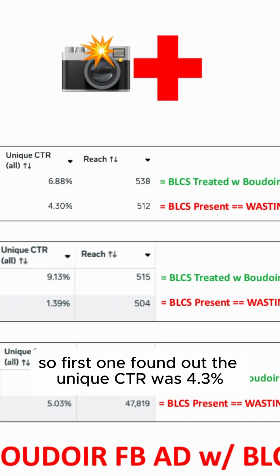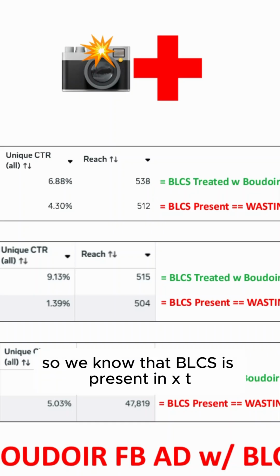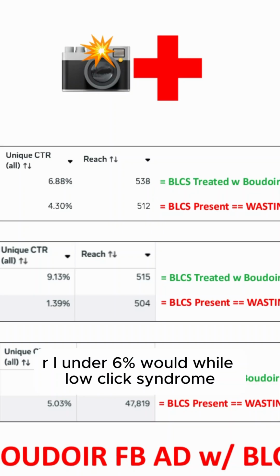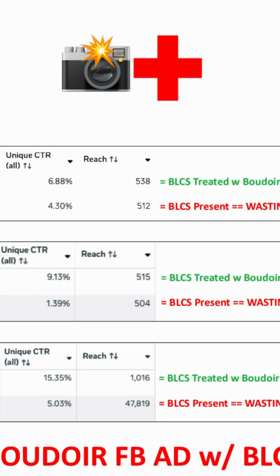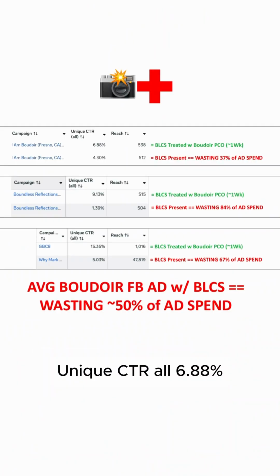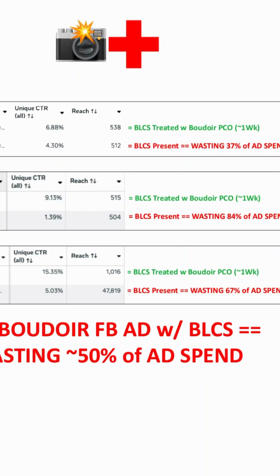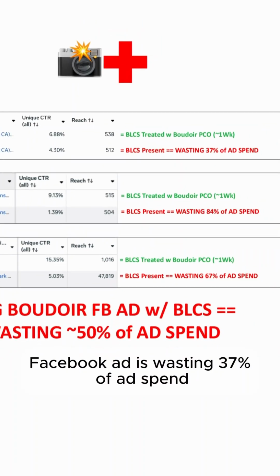So first one, found out the unique CTR is 4.3%. So we know that BLCS is present. Unique CTR under 6%, Boudoir low click syndrome. So treated with Boudoir Pico, takes about a week. Unique CTR 6.88%. So we found out the original Boudoir Facebook ad is wasting 37% of ad spend.